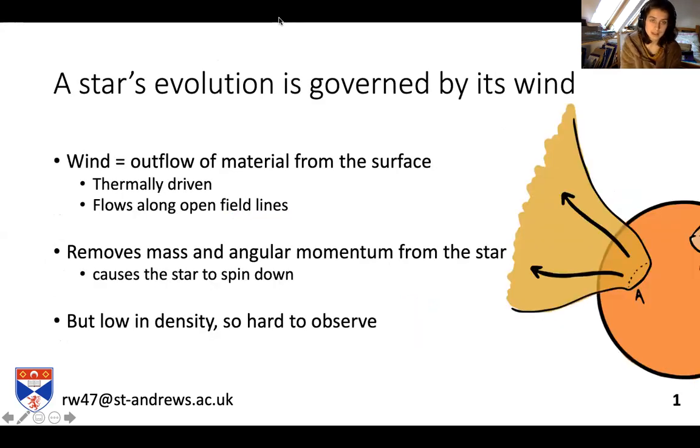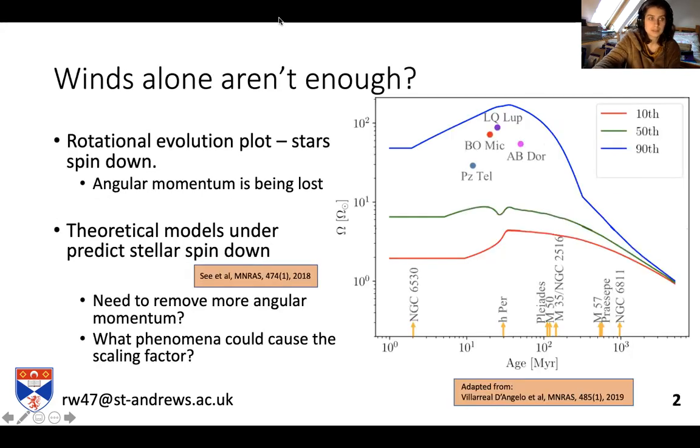So these stars have a thermally driven outflow of material, which is their stellar wind, and this flows from the surface along open field lines. And these winds are responsible for removing mass and angular momentum from the star, which causes the star to spin down as it evolves. You can easily observe the solar wind. Satellites can measure it in situ, but for cool stars, measuring their winds is very difficult due to their low density in most parts.